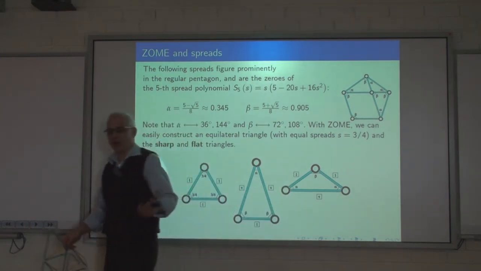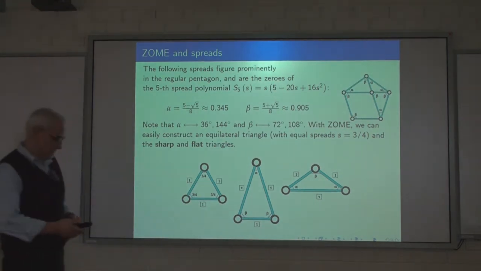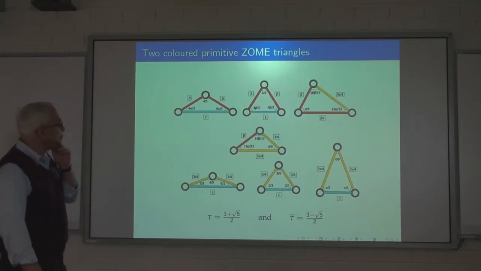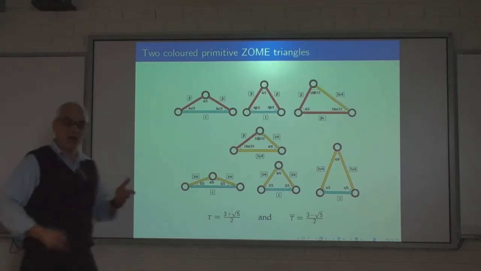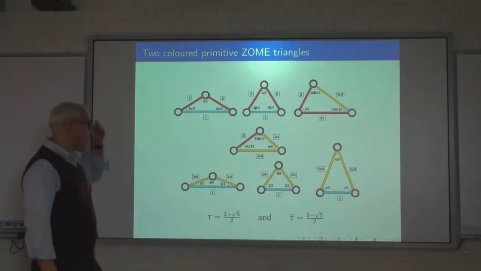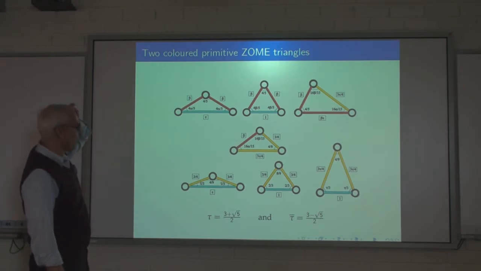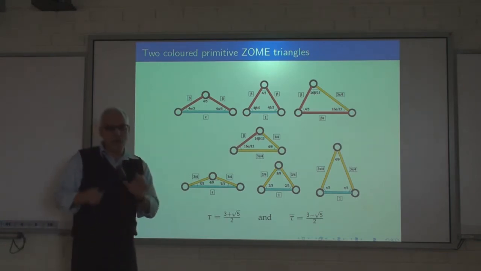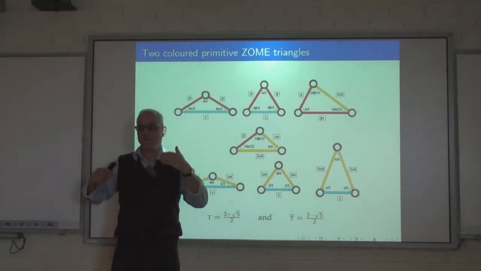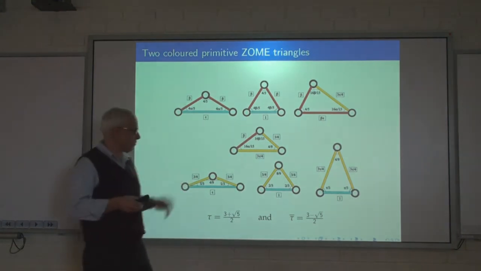And these triangles figure prominently in the theory of Penrose tilings. So we can construct them very nicely. And then we can ask, what triangles can we make with Zome? And what do they look like metrically? So here is my list of two-colored primitive Zome triangles. When I say primitive, I mean that I'm only using a single strut for every side. There are a few more if we allow double struts, but these are the primitive ones.